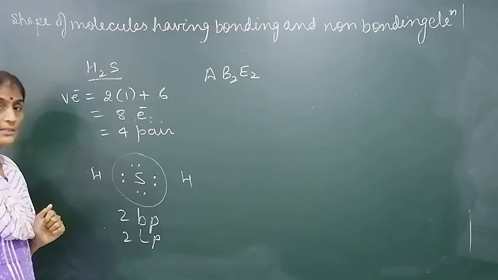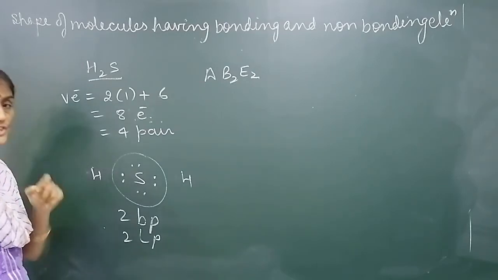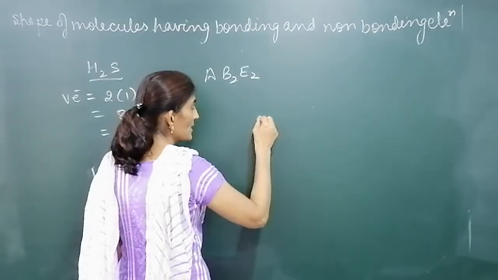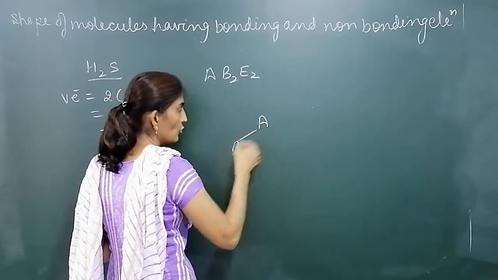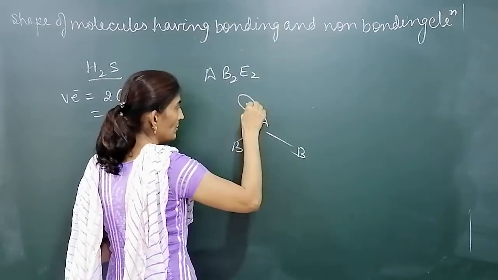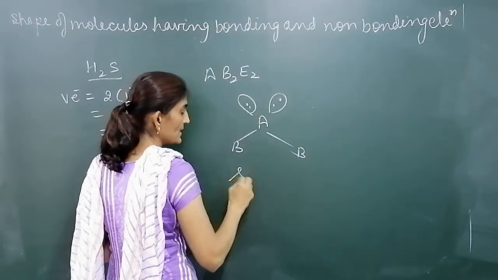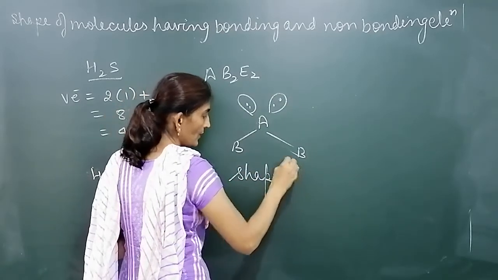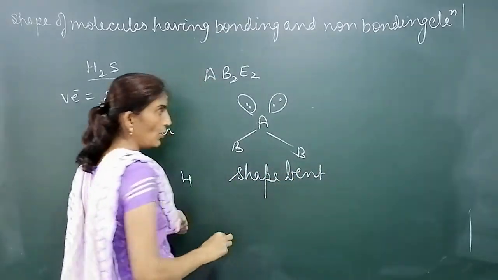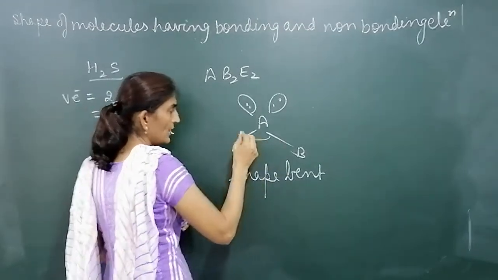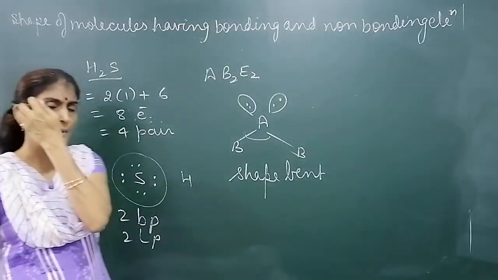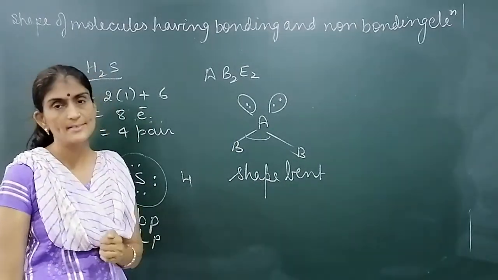Geometry must be tetrahedral. But what is the shape? Bent shape. See in that table, it is bent shape. So at the center A, 2 bonding pairs like this and 2 lone pairs of electrons like this. So shape is bent. And the bond angle is 104 degrees, less than 109 degrees 28 minutes.